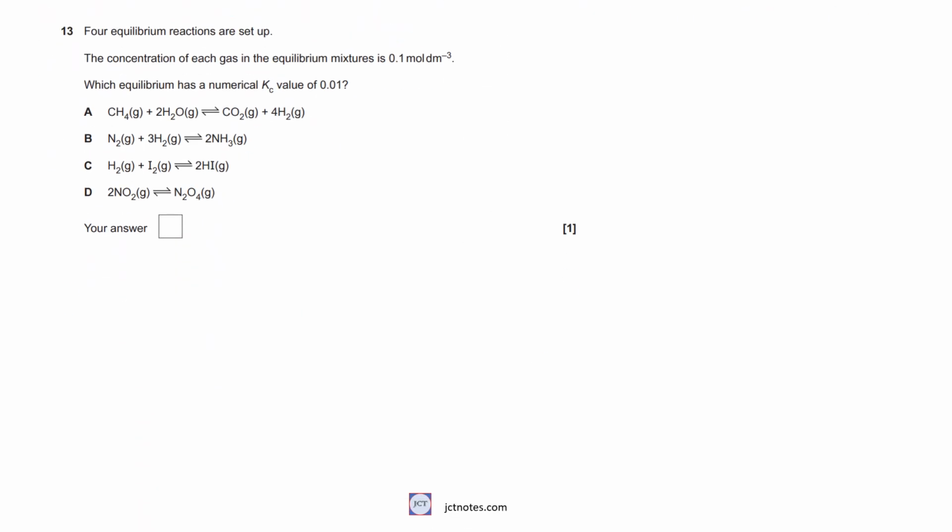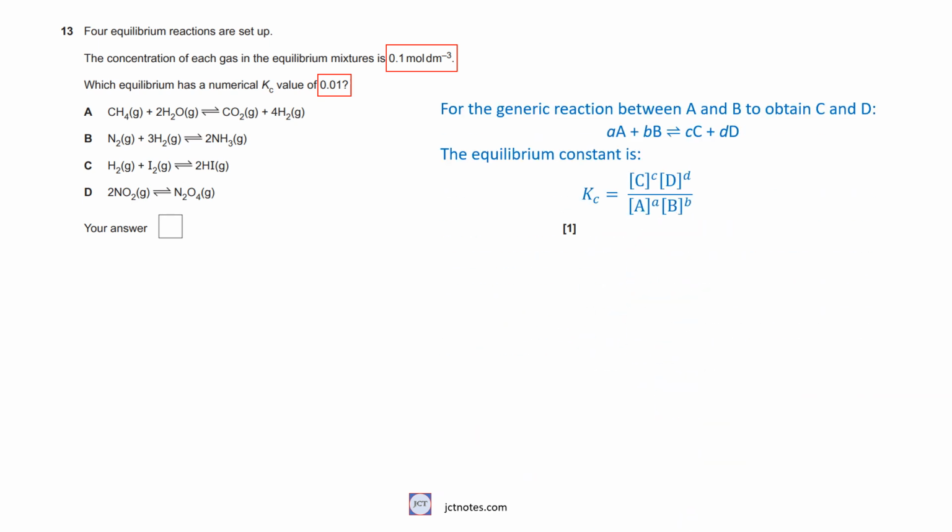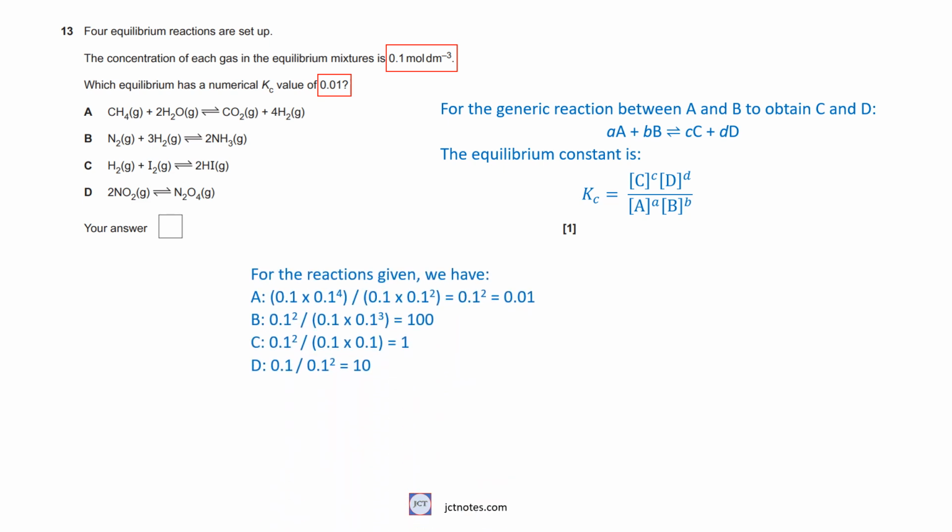In question 13, we are given 4 equilibrium reactions with the concentration of each gas in the equilibrium mixtures as 0.1 molar. We are asked which equilibrium has a numerical Kc value of 0.01. In this exercise it is faster to work with the calculator and scratch paper to get the right answer. Remember that you are not showing the work here. I just write here the equilibrium constant for the generic reaction between A and B to obtain C and D. Using a concentration of 0.1 for each substance in each equilibrium, we find that the answer is A.